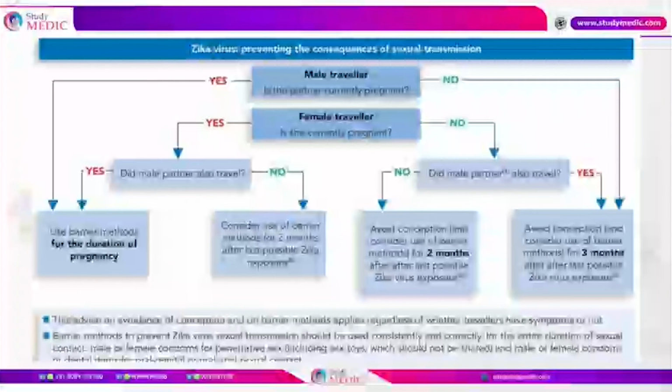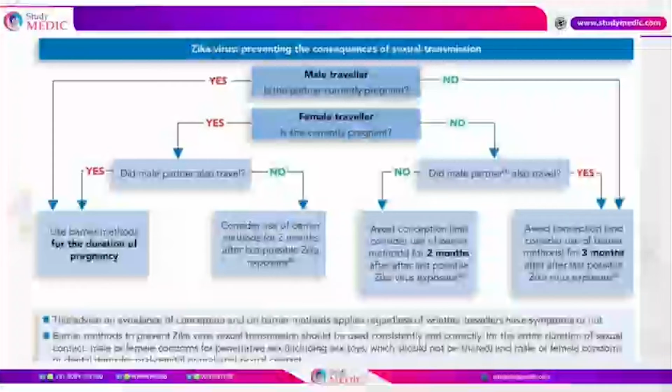If the female is traveling to some other country and she is already pregnant, then she should consider the further course of treatment depending upon whether the male partner has also traveled. If the male partner has also traveled, ask the male to use barrier contraception during the course of pregnancy. But if the male has not traveled and she is the only one who traveled, then she has to consider the barrier method till 2 months after the last exposure.